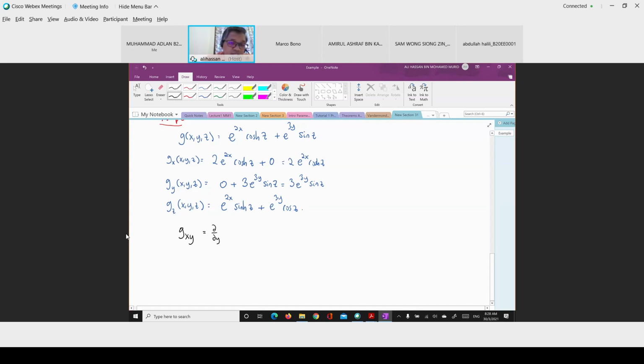It means that we want to calculate the partial derivative with respect to Y of the function G partial X. And this is G partial X. So what is it? 0. Yes, because there is no Y in G partial X. So it is equal to 0.